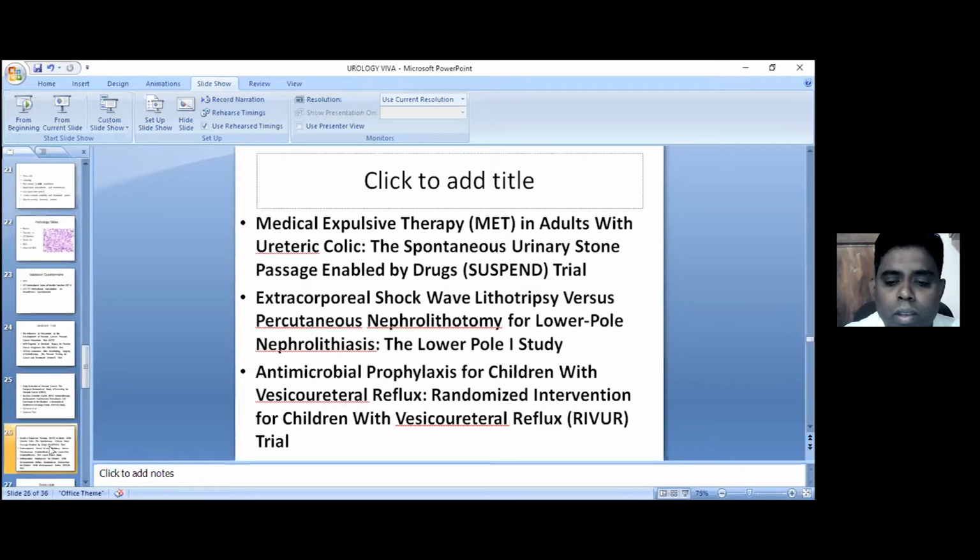And they will ask about the SUSPEND trial and the lower pole study about lower pole stones, and VUR, pediatric VUR. They ask about the antibiotic prophylaxis plus surgery, the RIVUR trial. So there are some landmark trials, not many. So you have to know that, right? If you answer, they will even ask, okay, what is the trial you are supporting?